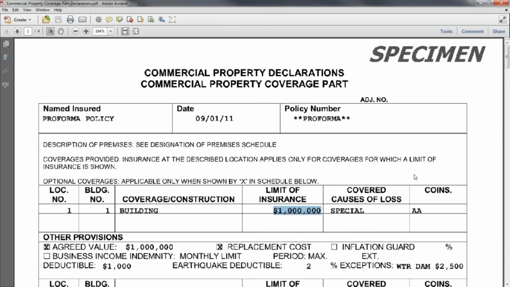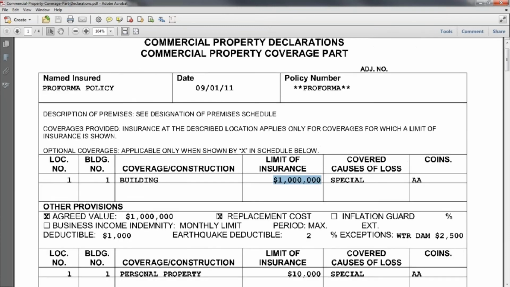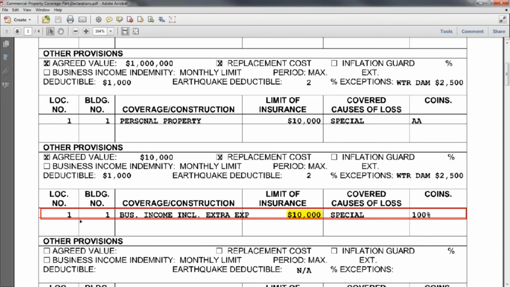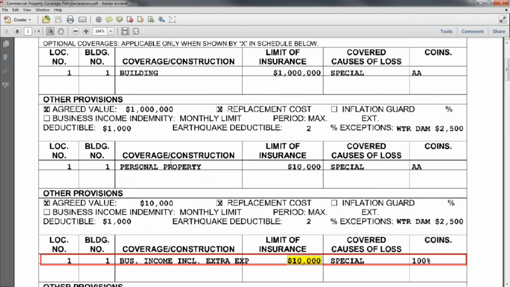What the declarations page lists out are the coverages that are available, the applicable limits, and the physical locations they may be tied to. So in this case, when we're looking at the business income, it'll list out the limit of insurance and may also list out some of the other ancillary coverages that are available. We may have coinsurance, we may have monthly limits, we may have a few other different issues to deal with in order to measure the business interruption loss.